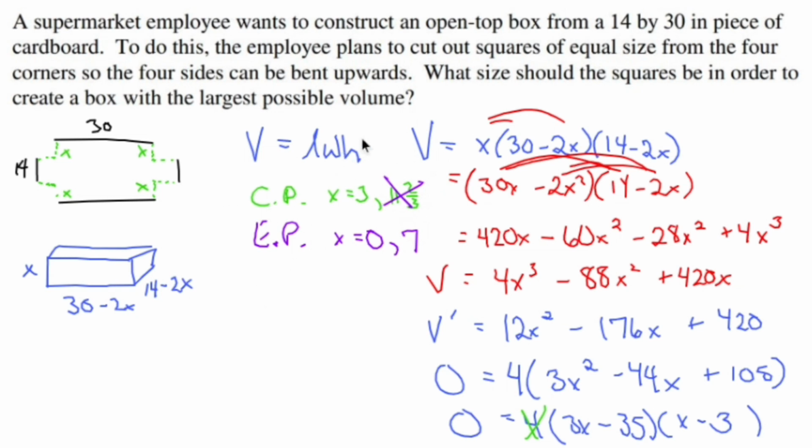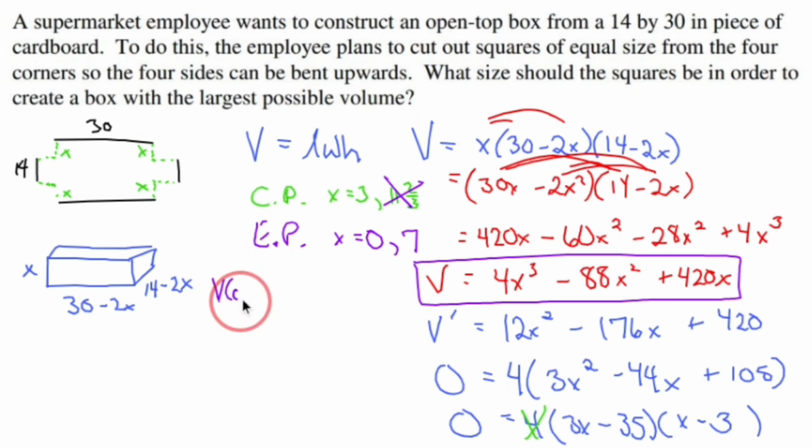So what I'm going to do is find the volume using this formula right here by plugging in 0, which I know will not work, 7, which I know will not work, and 3, which is going to have to work. So let's do it anyway. Volume of 0 is going to be blah, blah, blah, 0 cubed minus blah, blah, blah times 0 plus blah, blah, blah, 0. So I get 0. That makes sense. If I can't fold it up, I get 0.